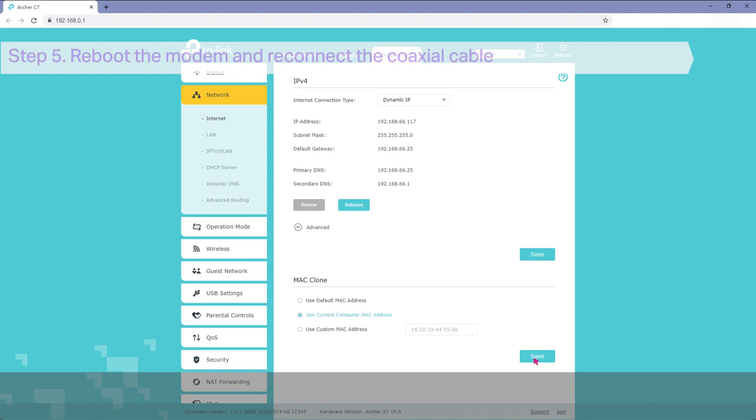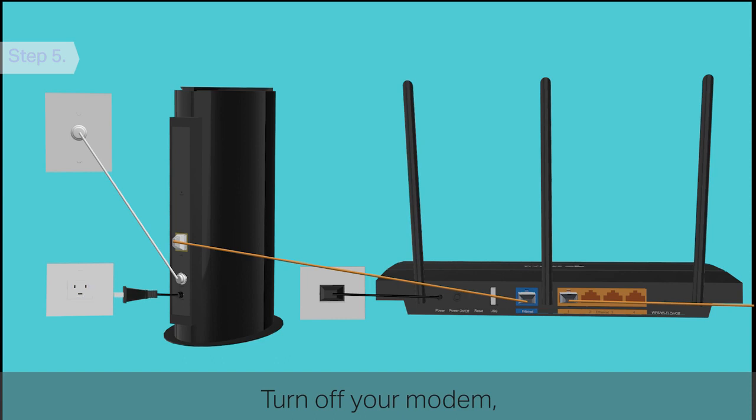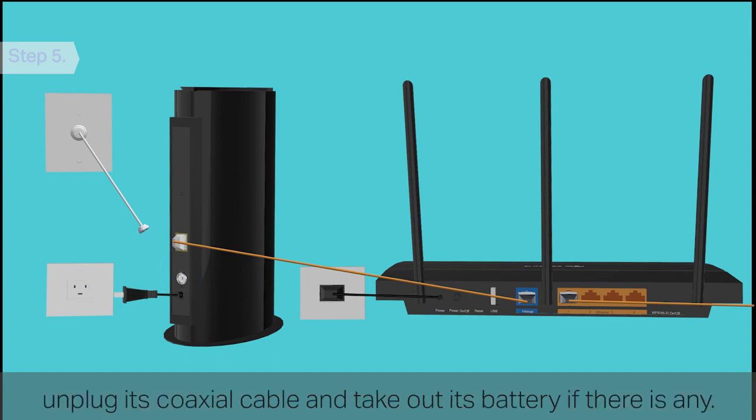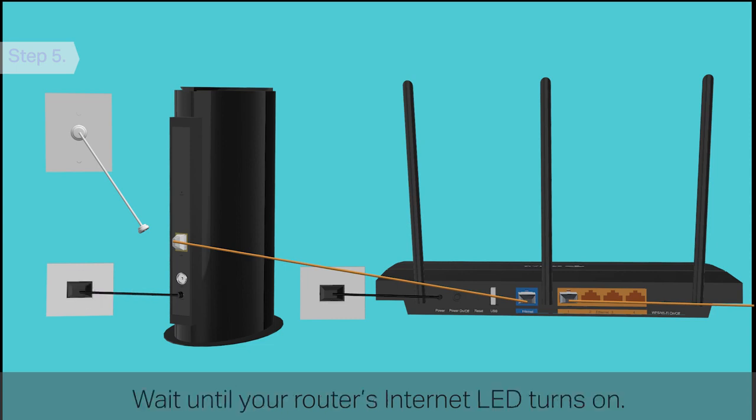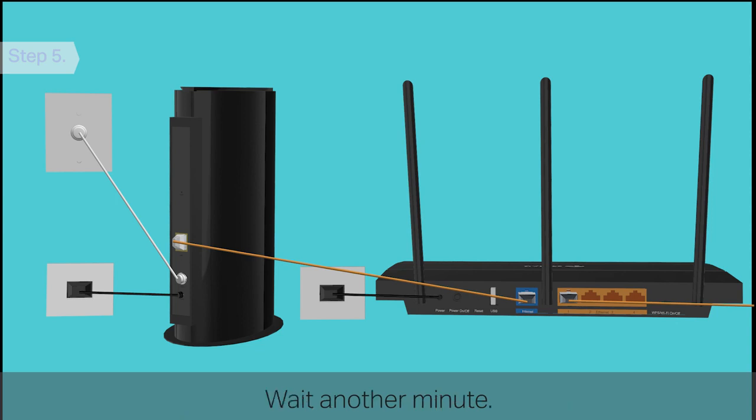Step 5. Reboot the modem and reconnect the coaxial cable. Turn off your modem. Unplug its coaxial cable and take out its battery if there is any. Wait 1 minute. Then turn on the modem. Wait until your router's internet LED turns on. Then reconnect the coaxial cable to the modem. Wait another minute.